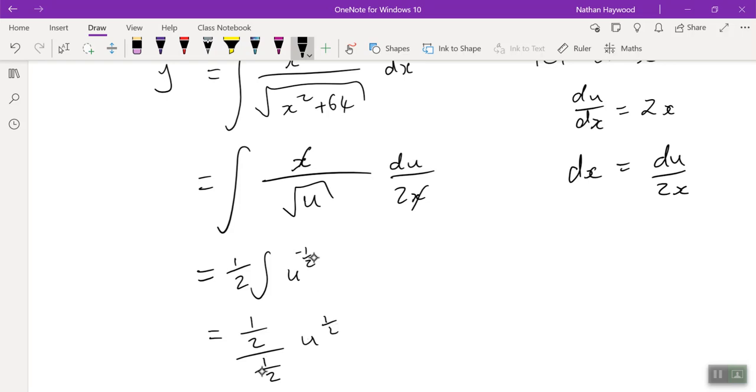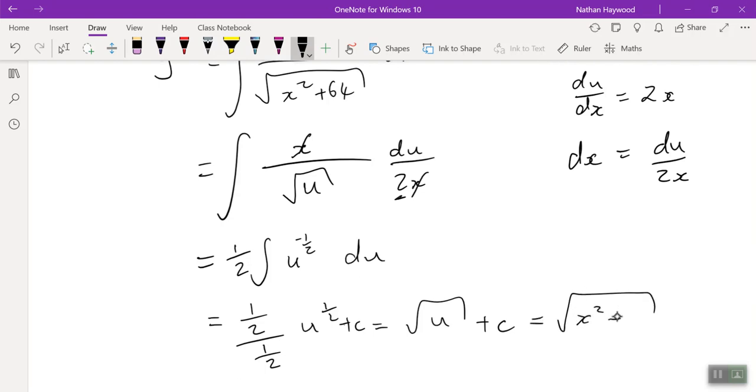Does everyone see that? I also brought this 2 out the front because it's a constant. Is everyone okay with that? So you're just left with u square root. Oh, there should be a plus c. Don't forget the plus c. It really depends on the mark scheme.